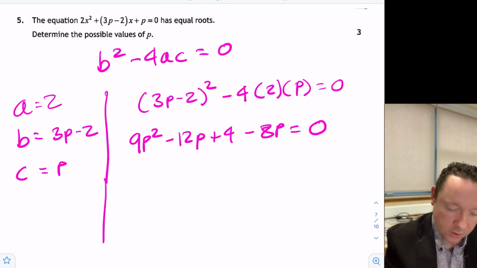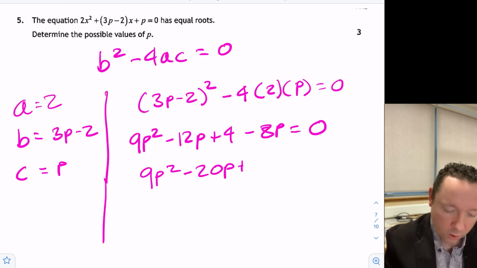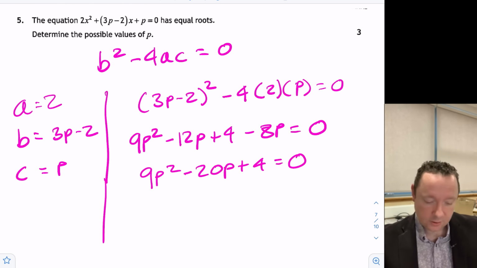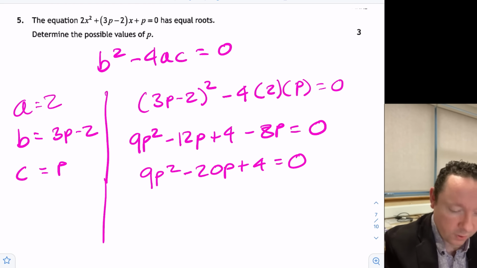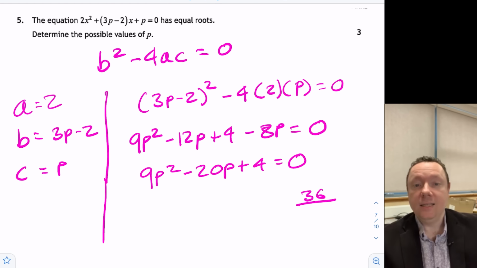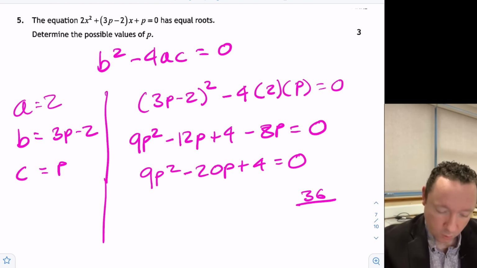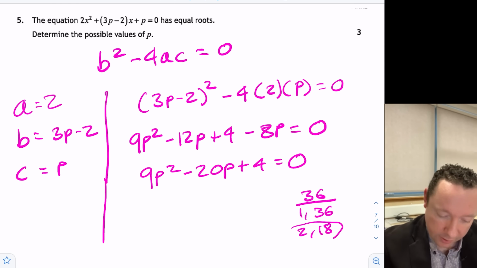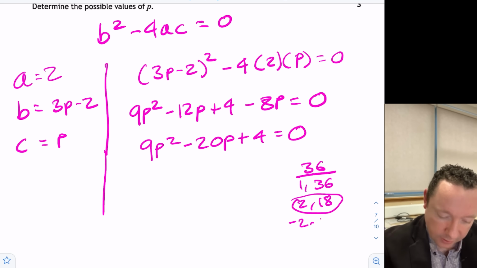So we get 9p squared minus 20p plus 4 equals 0. Now we need to see if that can factorise. That's a bit of a nasty one. So I'll briefly go over factorising. We do 9 times 4 is 36. I'm looking for factors of 36 that add together to make minus 20, or 20, I suppose. So 1 and 36 is not going to work. 2 and 18 will work because I can now do minus 2 minus 18 equals minus 20. And minus 2 times minus 18 is 36.